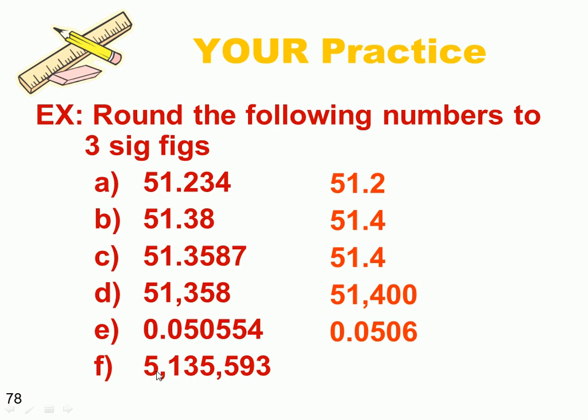And finally, this 5,135,593 rounded to 1, 2, 3 sig figs. This 3 rounds up to a 4 because it's sitting next to a 5. All of these are going to turn into zeros, and I end up with 5,140,000, no decimal at the end.